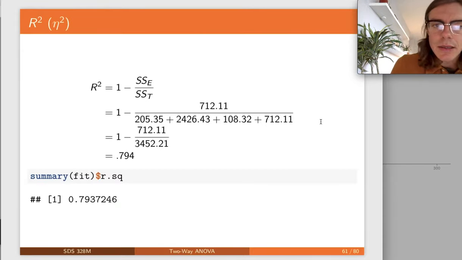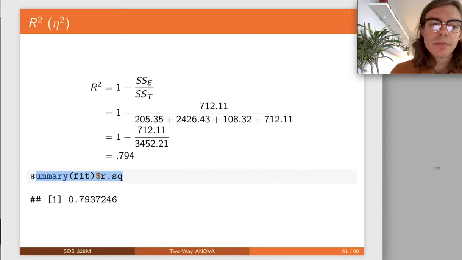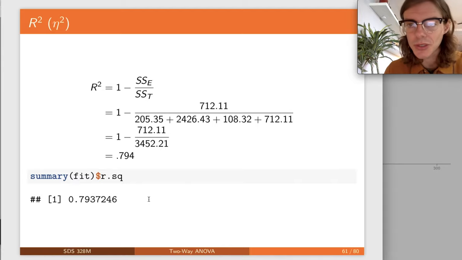We'll do a write-up in just a second, but here's the R squared, right, or eta squared. You just do 1 minus the proportion that's due to error. That gives you the proportion that isn't due to error, right? So the error sum of squares over the total is the proportion due to error. So 712.11 over the total sum of squares. Do 1 minus that, and you find that the total proportion of the variation that the model can explain is 79.4%, which is pretty high. And you can grab that from the model too if you're using R. Make sure you know how to do it from the sum of squares though.